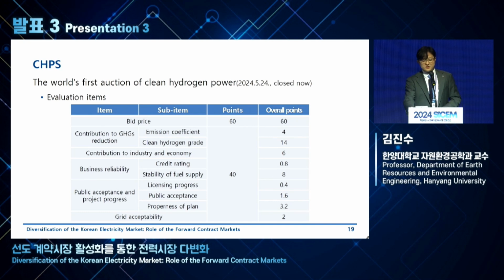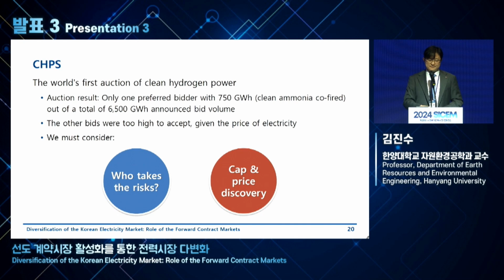And the world's first auction of clean hydrogen power, like I said, there should be some non-pricing factors. And this is clean hydrogen, so the emission coefficient should be scored as well, should be added to the score. And out of the overall points, the ratio is the biggest for emission coefficient. And depending on that, we actually selected South Power Generation as the preferred bidder.